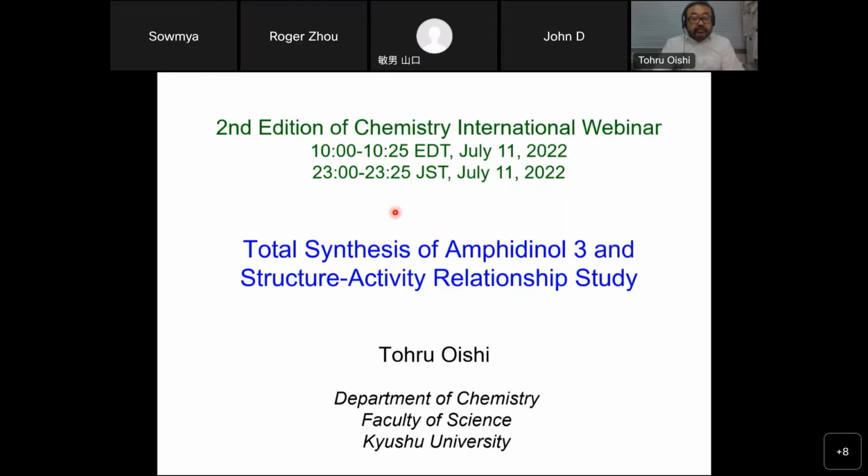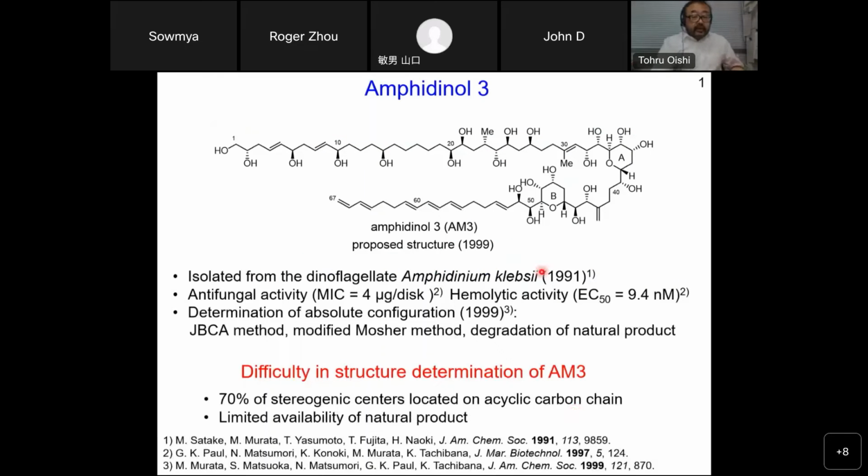So today I'd like to talk about the total synthesis of Amphidinol 3 and a structure-activity relationship study. Amphidinol 3, abbreviated as AM3, was isolated from the dinoflagellate Amphidinium klebsii. This compound elicits potent antifungal activity and hemolytic activity.